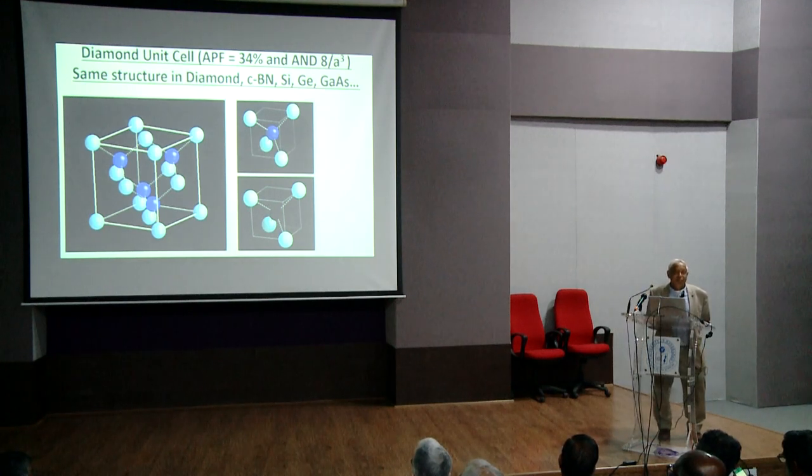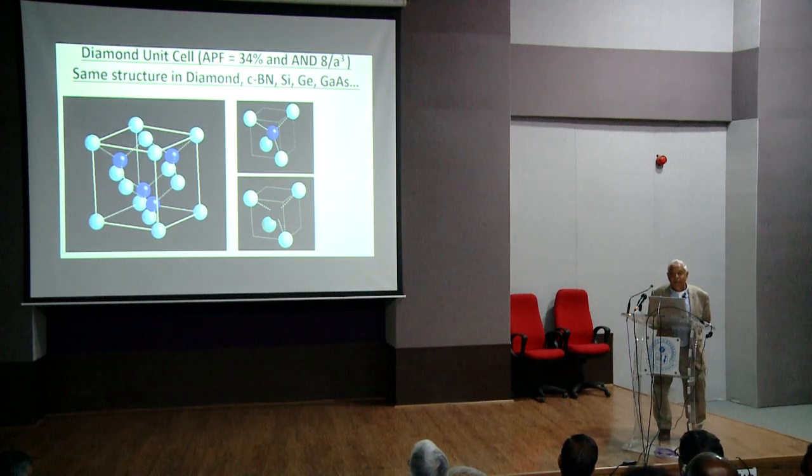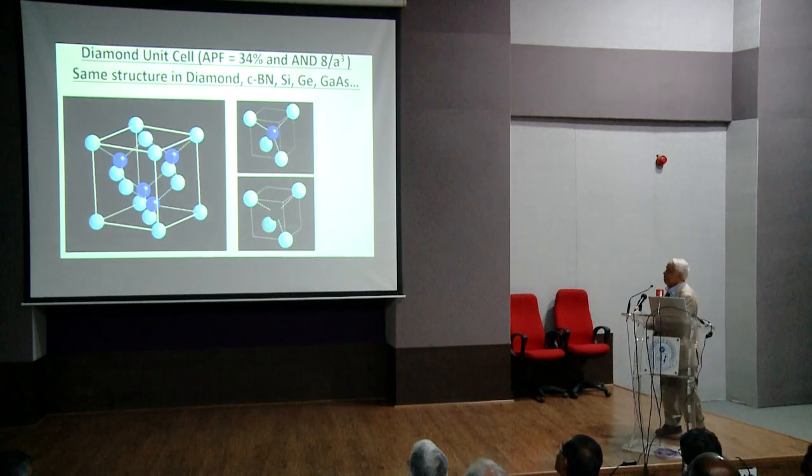As you know, simple cubic has 52%, BCC has 68%, FCC has 74%, which is the closest packed, along with hexagonal. But diamond, which has the highest number density of atoms, that's why it's the hardest, only 34% is occupied, and 66% of the space is empty. And that's where the discovery began.